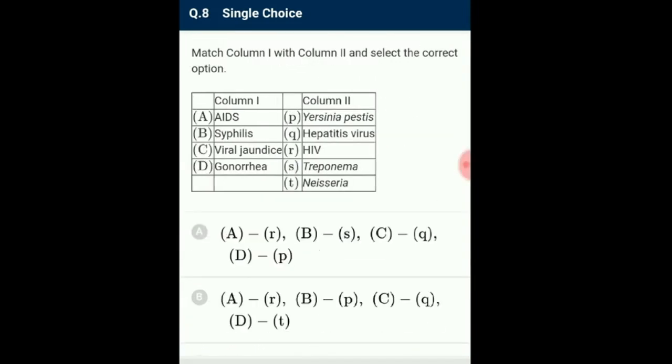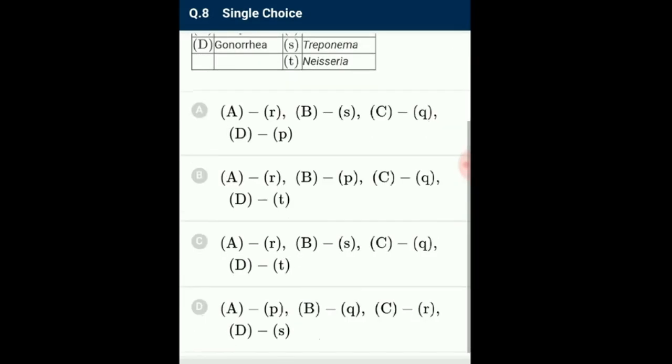Question number 8. Match column 1 with column 2 and select the correct option. AIDS is acquired immune deficiency syndrome and it is caused by human immunodeficiency virus. Syphilis is caused by bacteria Treponema pallidum. Jaundice is an infection of the liver and it is caused by the hepatitis virus. Gonorrhea, also known as clap, is caused by Neisseria gonorrhoeae. So the correctly matching option is option C.